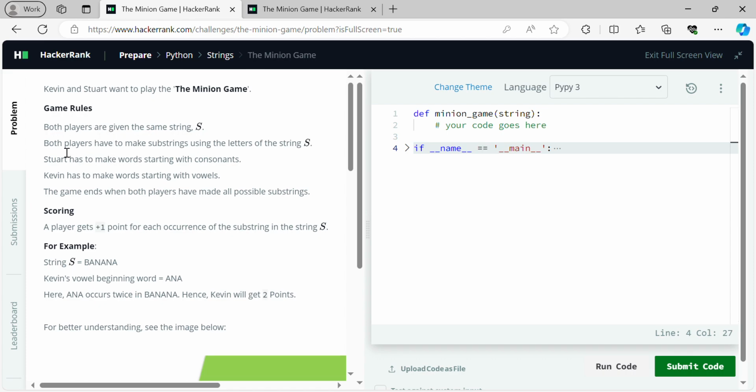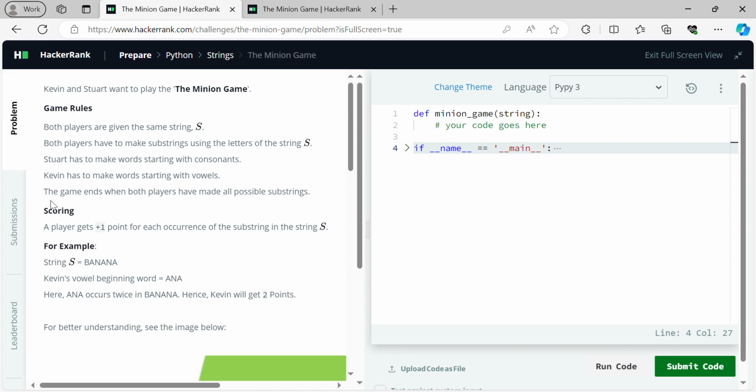Coming to the second rule, both players have to make substrings using the letters of the string s. So the second condition is they need to make substrings for the provided string s. By making substrings, they also mentioned conditions in the third and fourth rules. Stuart has to make words starting with consonants only, and Kevin has to make words starting with vowels only. These are the important conditions.